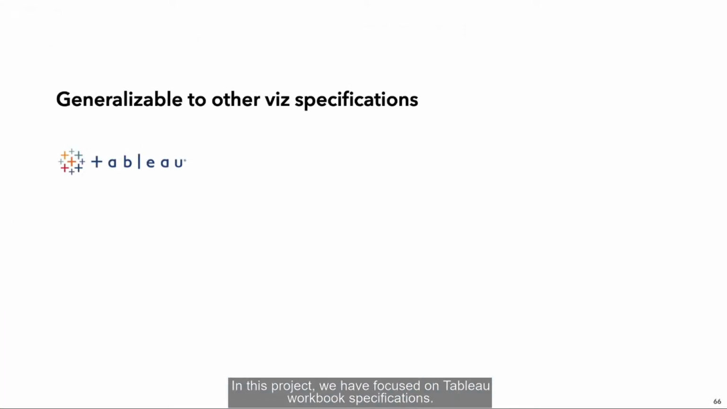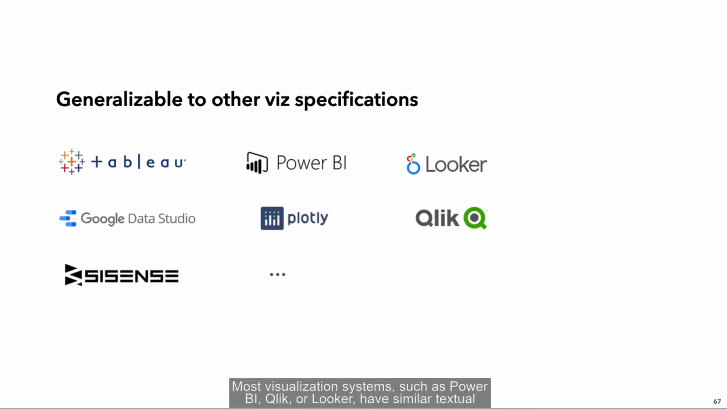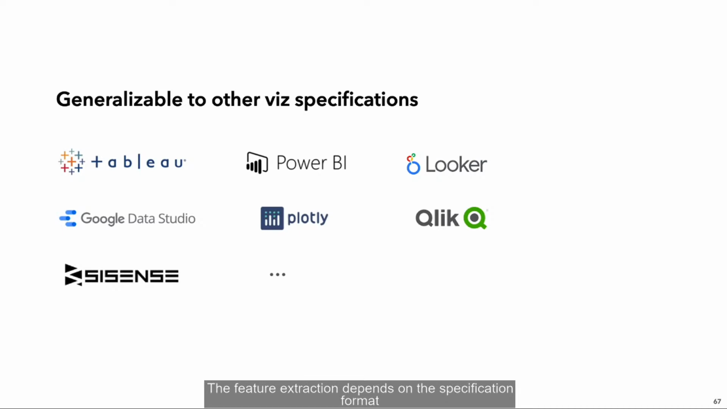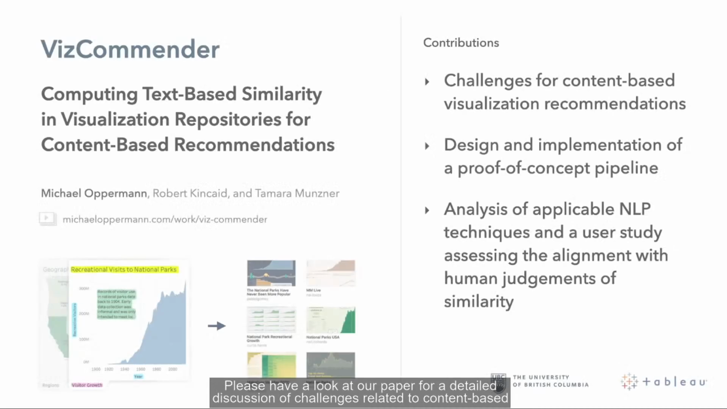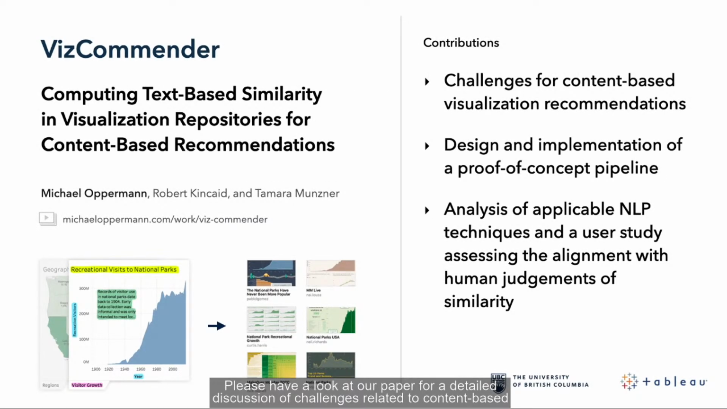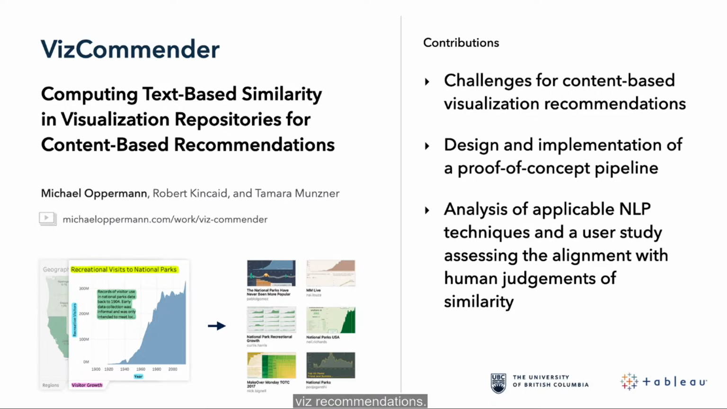In this project, we have focused on Tableau workbook specifications. But most visualization systems such as Power BI, Qlik, or Looker have similar textual features for describing visualizations. The feature extraction depends on a specification format, but the basic process we outline in our paper and the findings of the user study should be applicable to any repository of machine-readable VIS specifications. Please have a look at our paper for a detailed discussion of challenges related to content-based VIS recommendations.